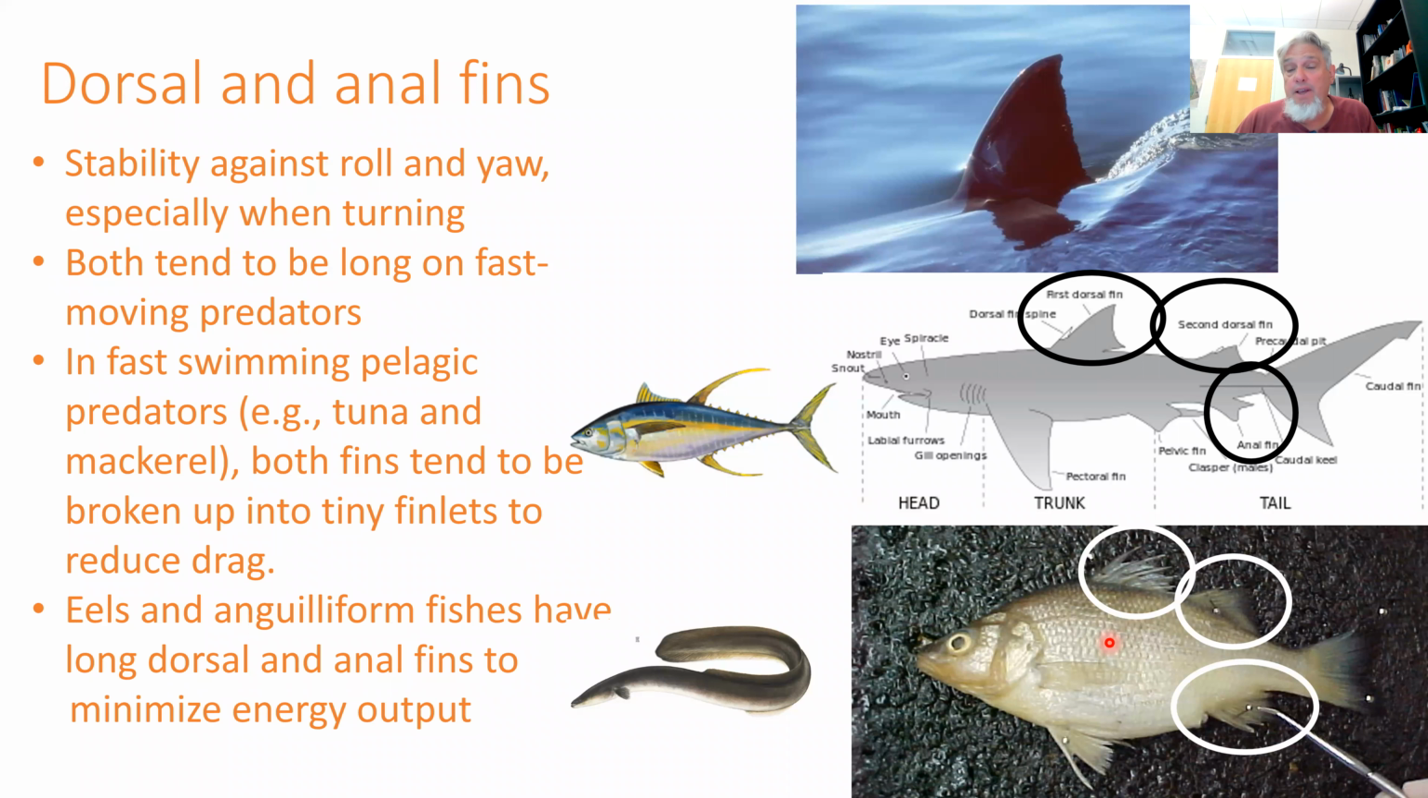Dorsal and anal fins are typically for stability against roll and yaw, which are different motions. It's a three-dimensional environment, so there's lots of different ways to move. Roll is like this. My fingers are the head of the fish, and this is the dorsal fin on top. Rolling is just like this, rolling side to side. Yaw is a little different. Yaw is like this. That's that kind of oscillatory swimming movement, right?